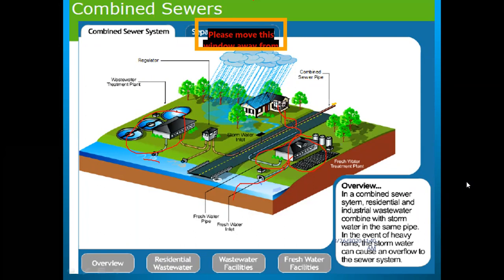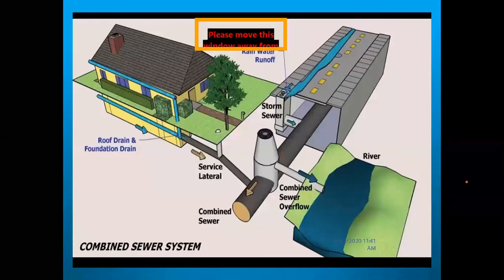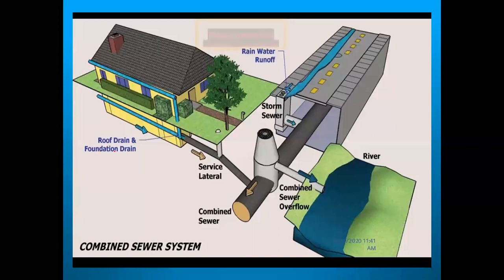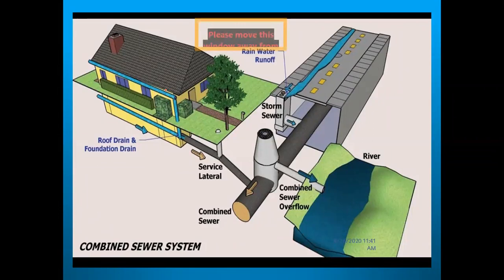Next. Now see the detailed combined sewer system. What's happening? If this is your house or a house in a society, see here the pipeline: roof drain and foundation drain. This is a roof drain. Below the house you are having the foundation drain. This one is the combined sewer pipe on the road.